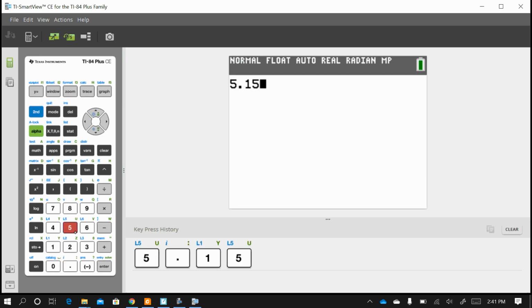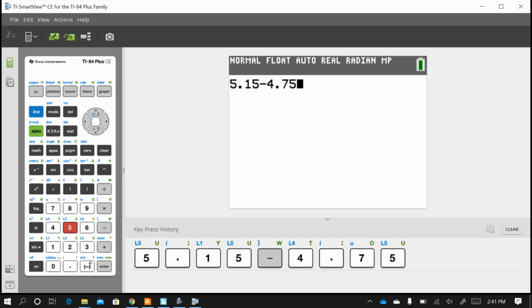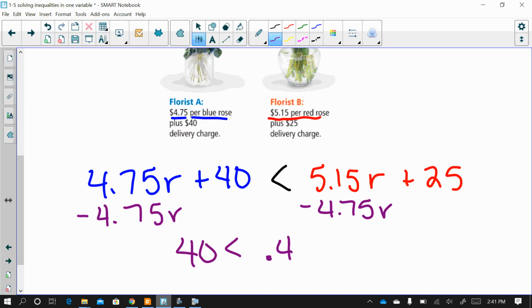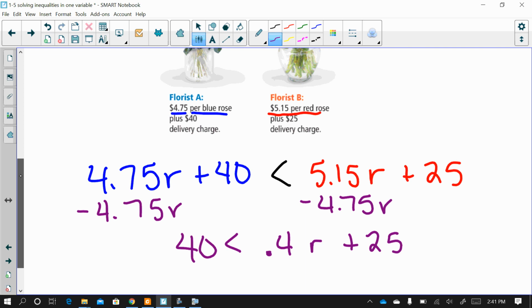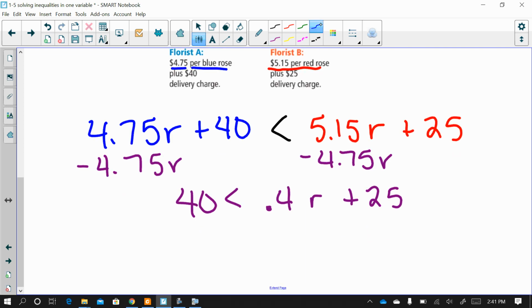Okay, 515 minus 475, 0.4, yep. So 0.4 r plus 25. Okay, I got all my r's together. Let's get everything else together. So subtract this 25.